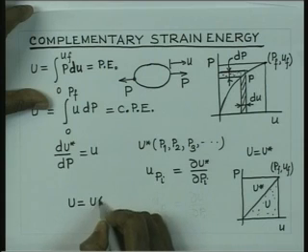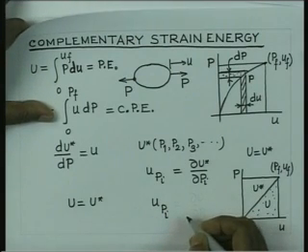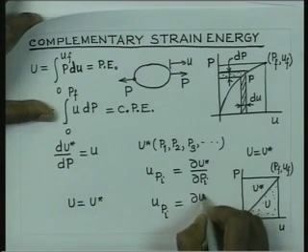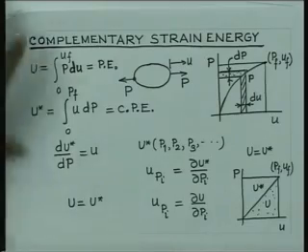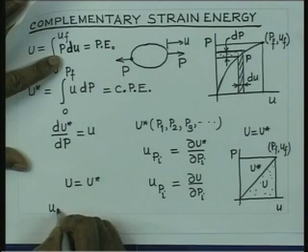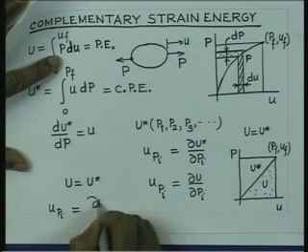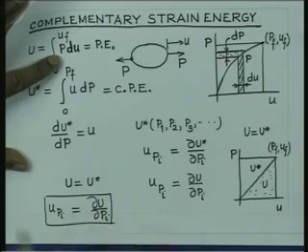In the case of a linear elastic system, since U equals U star, we find that the deflection along the line of action of the load Pi is also given by delta U by delta Pi. So, the deflection along the line of action of a force is given by delta U by delta Pi. For a system with a number of forces acting, the deflection is given by the partial derivative.